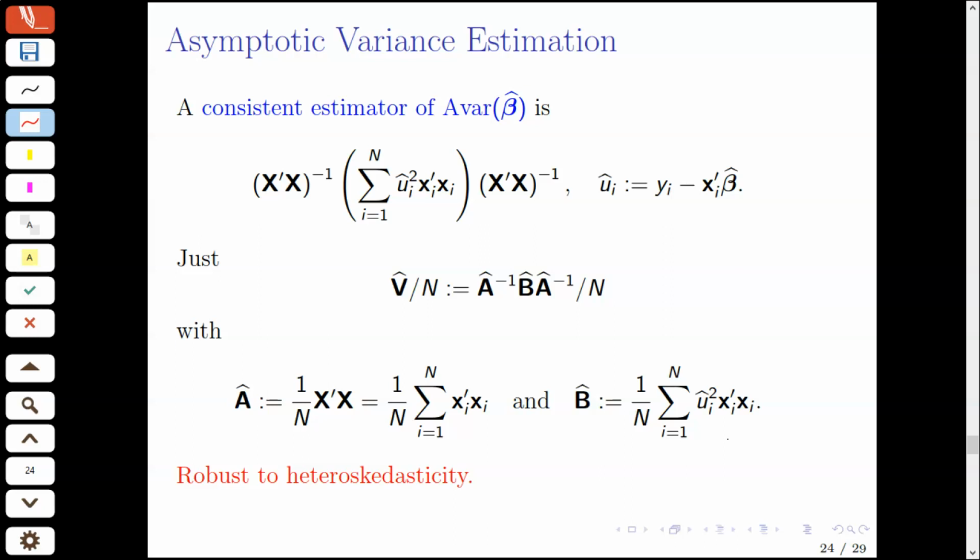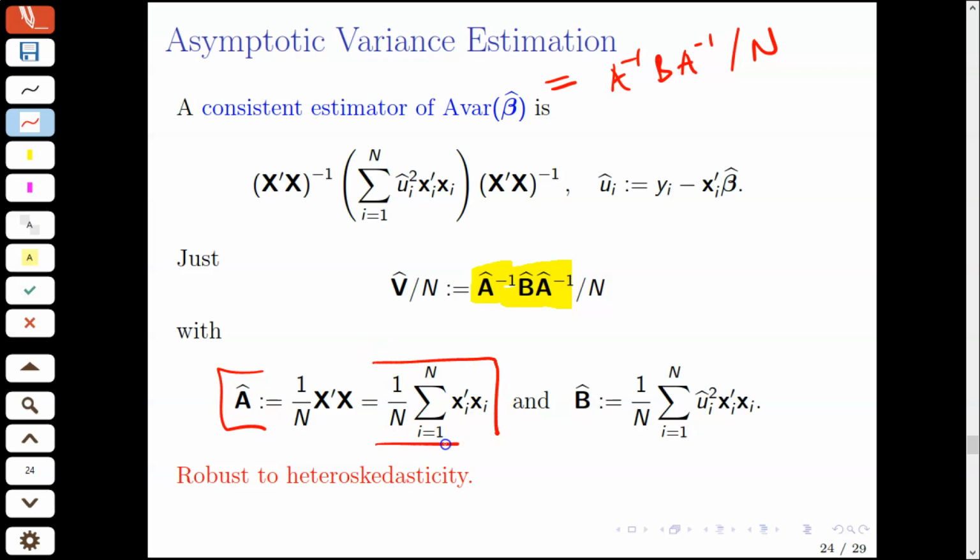Well, we know that it is, strictly speaking, A inverse B A inverse divided by n. Now, we don't know A, we don't know B, so we can invoke the analogy principle and simply replace these quantities with consistent estimators. And here, the consistent estimators I've chosen arise directly from the analogy principle again, where I've replaced the expectation, the expected outer product of the regressor vectors, by the average.